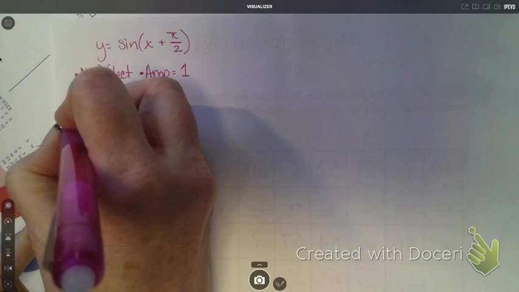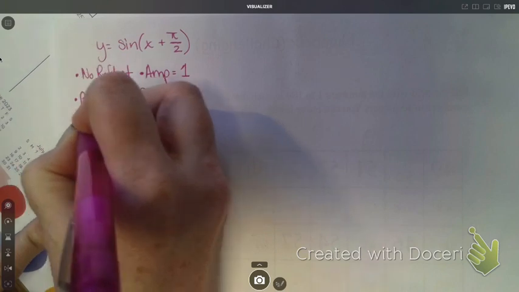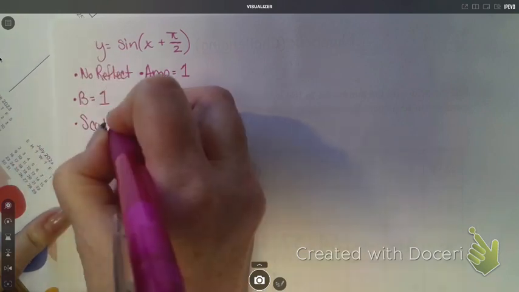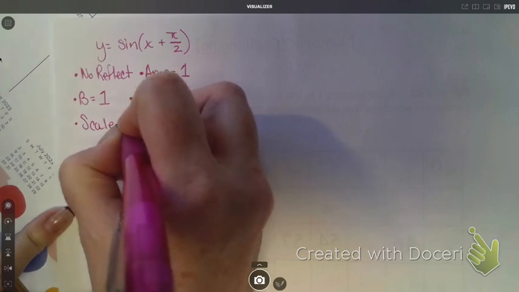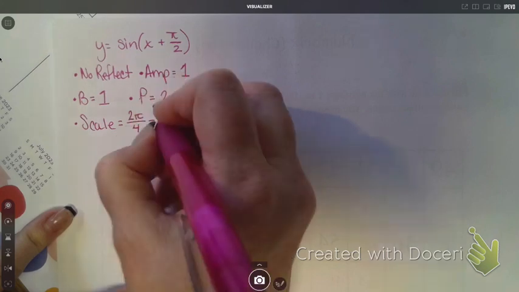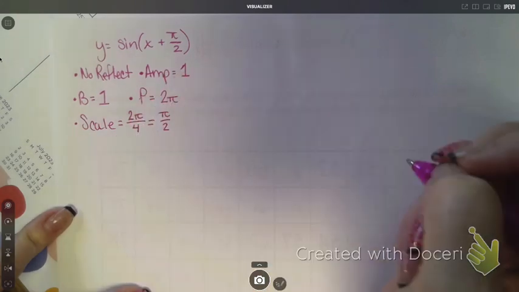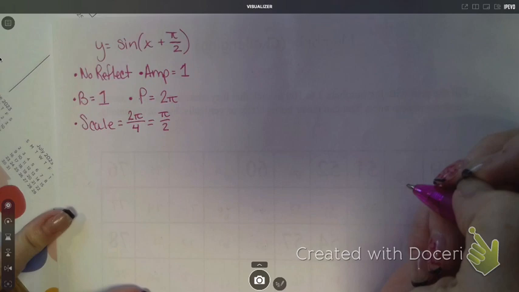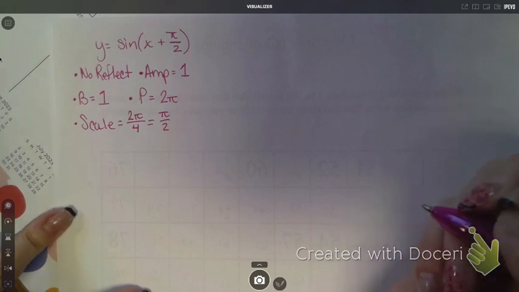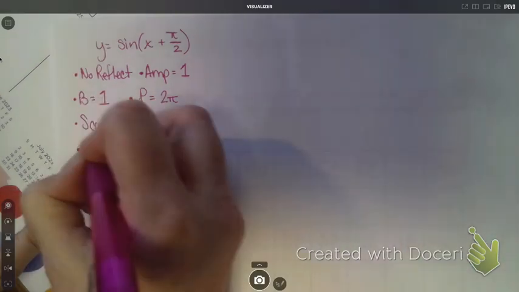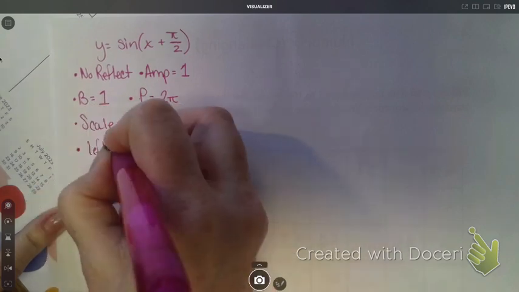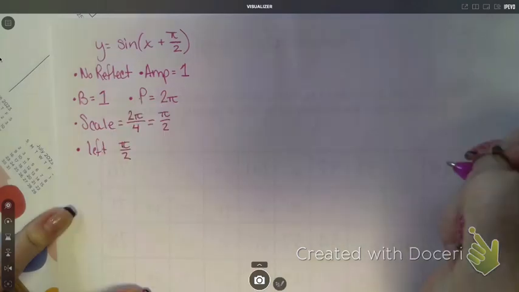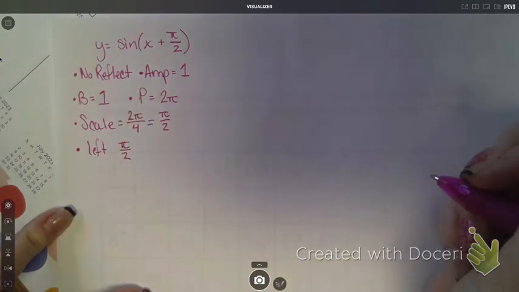Okay, and then scale. 1. Pi over 2, yeah. 2 pi over 4 is pi over 2. And we're going left. How much? Pi over 2. Going up and down at all?